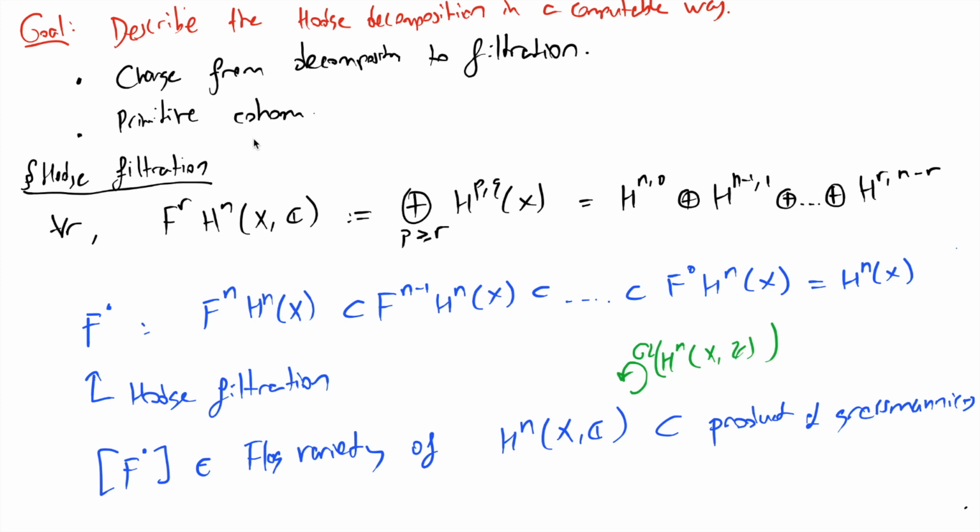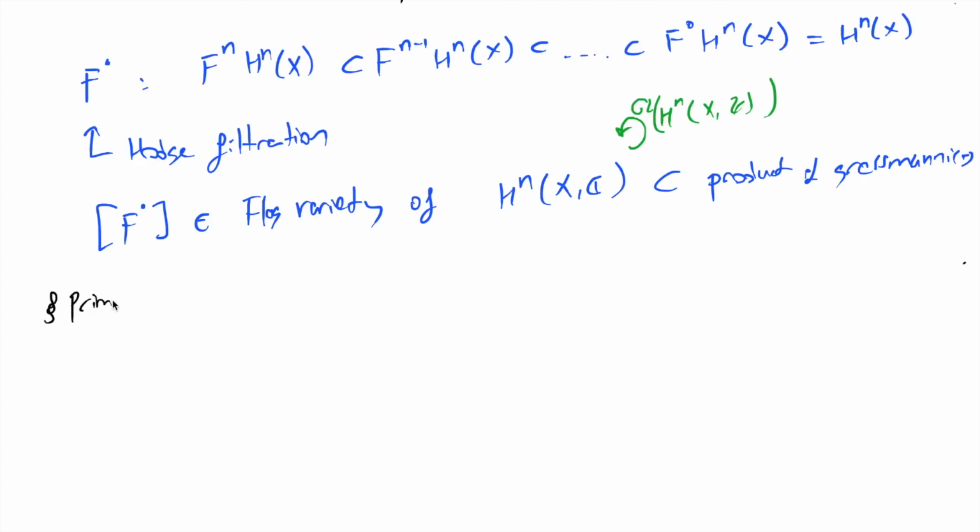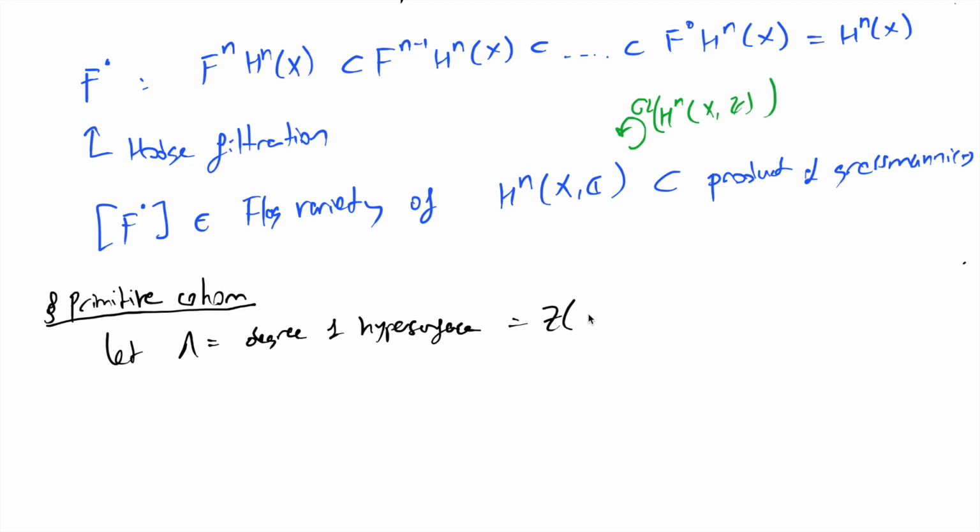Now I need to tell you about this primitive cohomology. At its heart, primitive cohomology just means the cohomology classes that don't come from the ambient space P^{n+1}. But if we were to be a little bit more formal, you can say this. You take Lambda to be a hyperplane, so a degree 1 hypersurface. This would be the zero locus of, for example, x_0, one of our coordinates. It doesn't matter which one you take. And then you intersect this with X.